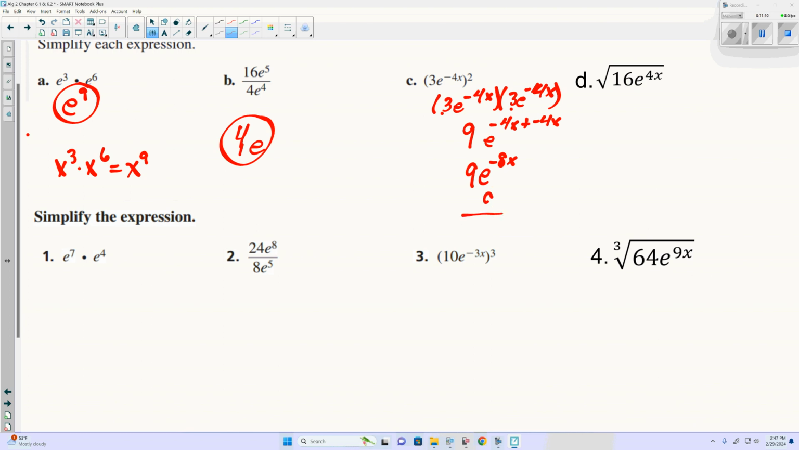Now we're almost done. We can't leave an exponent negative. So if an exponent is negative, we move it from the numerator to the denominator, or denominator to the numerator. So here it would be 9 over e to the 8x. Questions on C?